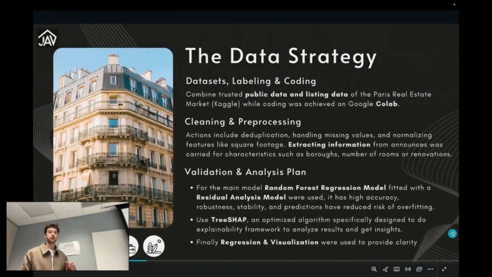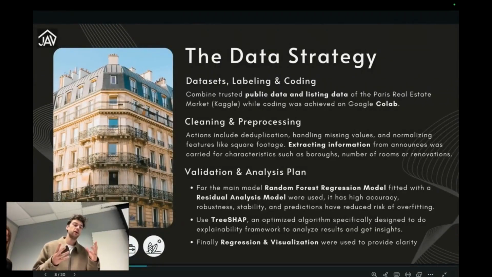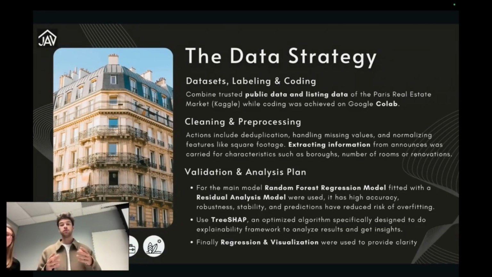All right, so let's now talk about the real core of the project, the data strategy, and how we created our model to make sure it was working. So first, we use data sets, labeling and coding. We combined trusted public data and listing data of the Paris real estate market that we found on Kaggle, and we did the coding on Google Colab.